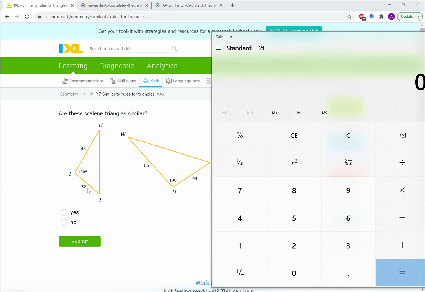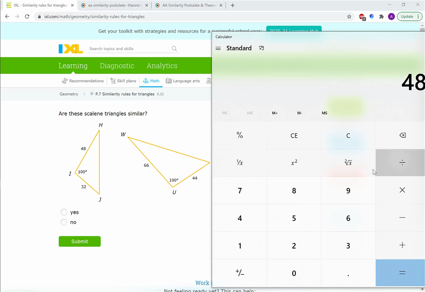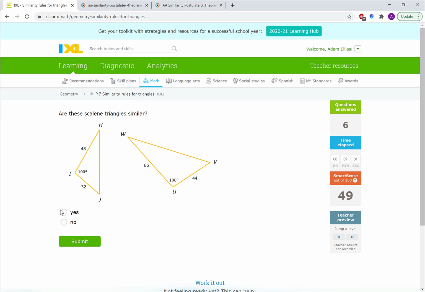So 32 is smaller than 48. So I'll do 32 divide, and then 44 is smaller than 66. That's how I know it goes there. So I'm getting 0.72. And then it's 48 divide 66. Yep, 0.72. This is similar. They are. And you got to write your similarity statement.